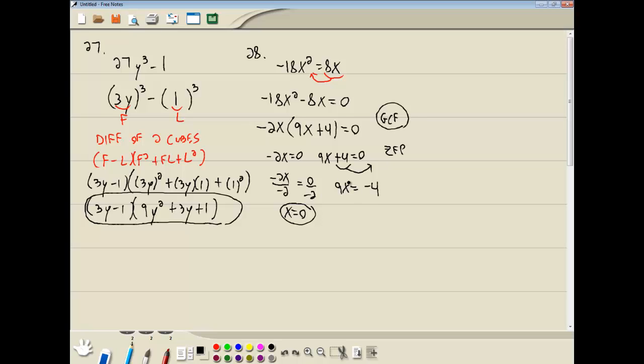Last step, divide both sides by the number in front of your x. So we'll divide both sides by 9, and we'll get x is equal to negative 4/9. And those are our two answers.